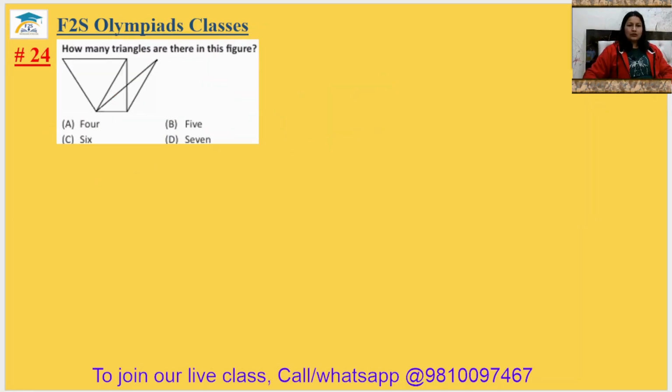Okay, question number 24. How many triangles are there in this figure? 1, 2, 3, 4 triangles, and this is one more, 5 triangles. This is one more, 6 triangles. So total 6 triangles are there. So the 24th answer will be option C.